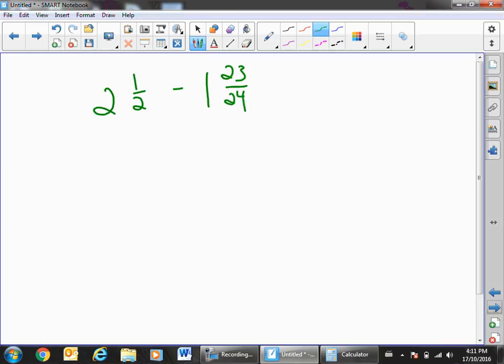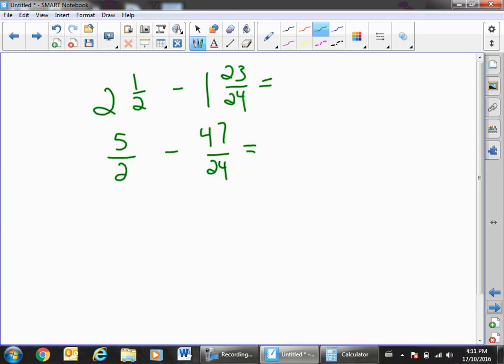All right. Now we could do the separate method, but we know that the conversion method works best for mixed numbers when we're dealing with subtraction. So let's start by converting here. So 2 times 2 is 4, plus 1 is 5, over 2 minus 1 and 23 24ths. Let's see here, that will be 47 over 24. Okay.